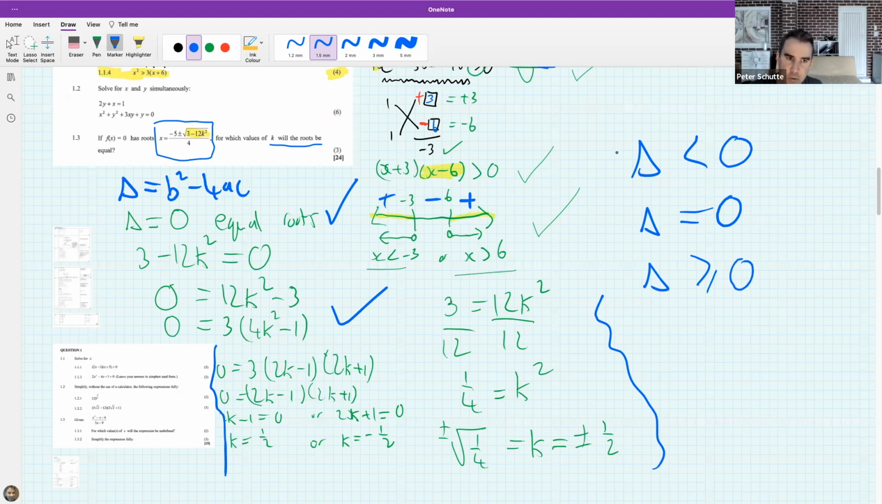So there's some theory about delta, which over time I want you to update, but I'm not going to do it all in one day. I just want to make you aware that delta can tell you stuff about the roots of an equation. And that's what nature of the roots is all about.